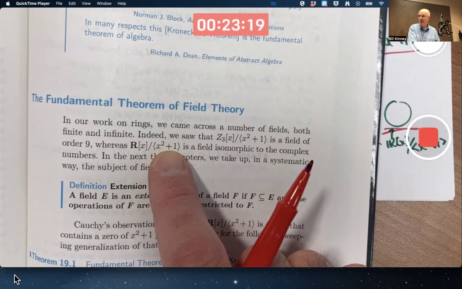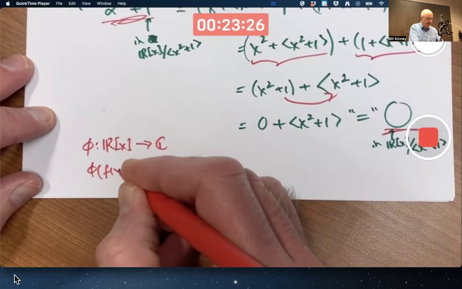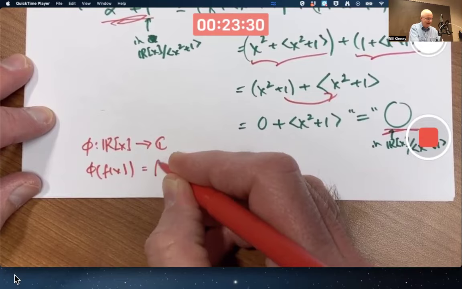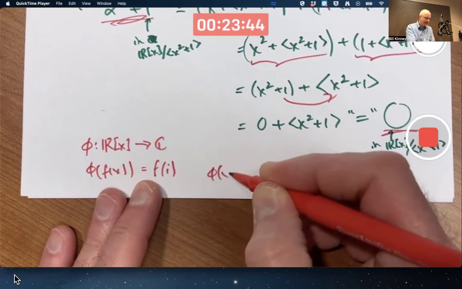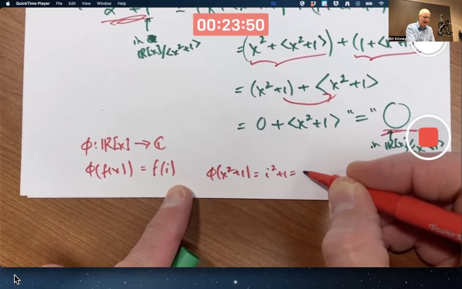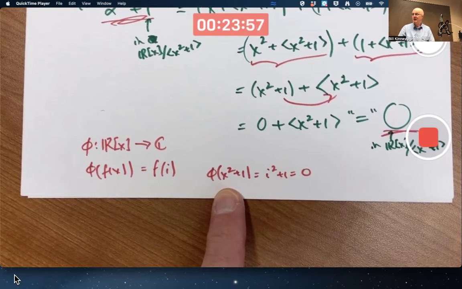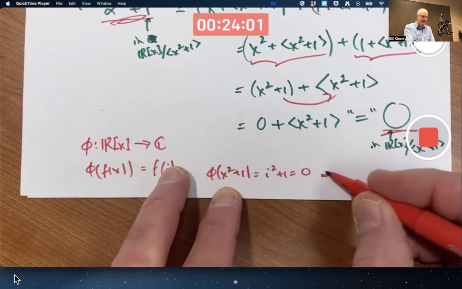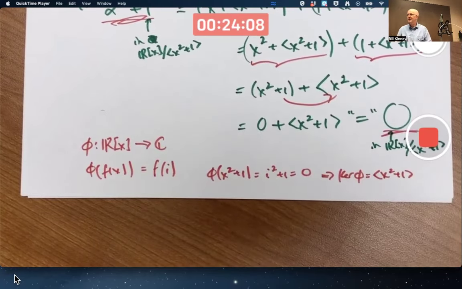How can you possibly come up with a homomorphism that has this ideal as its kernel? Map any polynomial in R[x] to its value at the imaginary unit i, pretending you know what the imaginary unit i is, assuming that. That is going to map x squared plus 1 to i squared plus 1, which by definition of the imaginary unit i is 0. And any polynomial multiple of x squared plus 1 will also get mapped to 0. That's enough to imply the kernel of phi is the ideal generated by x squared plus 1, and then apply the first isomorphism theorem.